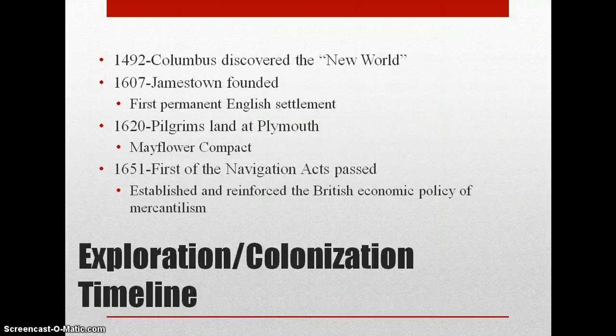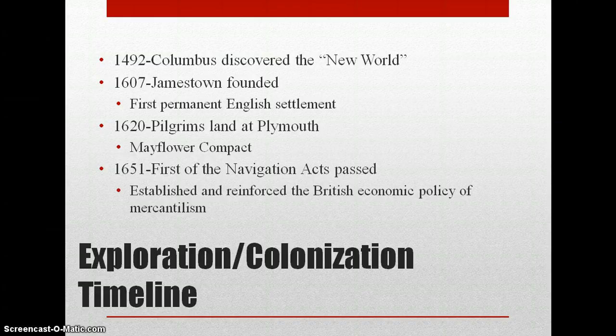All right, as a review of the exploration and colonization timeline, you must remember that in 1492, Columbus sailed the ocean blue, so he discovers America. In 1607, Jamestown is founded. It is the first permanent English settlement. In 1620, the Pilgrims land at Plymouth, and with that, you had the Mayflower Compact.